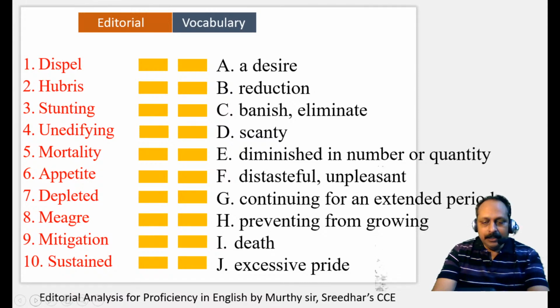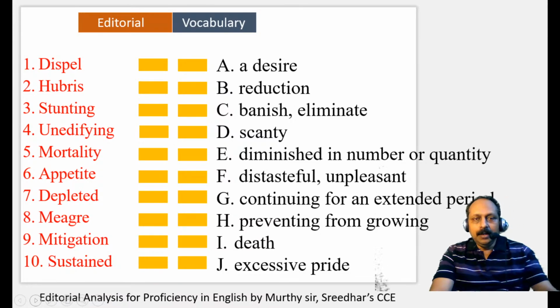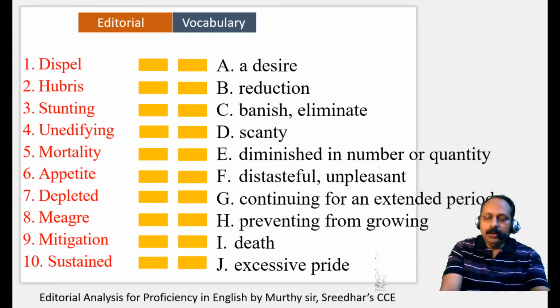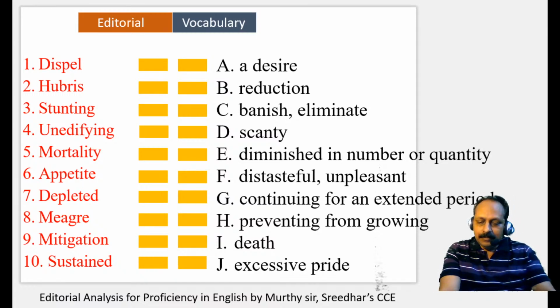Now let us go to vocabulary from today's editorial. You have listened to me and now you have to respond. Dispel. What part of speech is it? First you write the part of speech. After that you go to the meaning. So dispel should be easy. Part of speech.